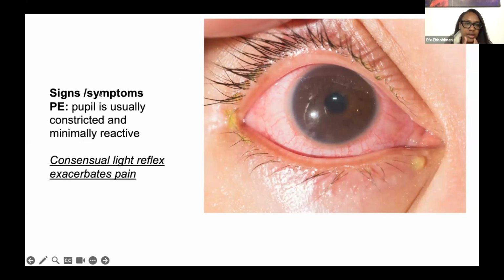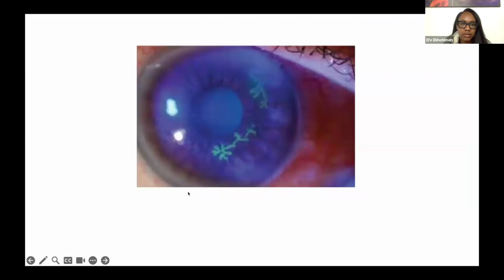In this, you'll usually see the pupil is constricted and minimally reactive, and then you'll have a consensual light reflex that exacerbates pain on exam. This is more obvious: you see the patient, they've come in with red eye, you decide to do a fluorescein stain, and you see this. What are we thinking?